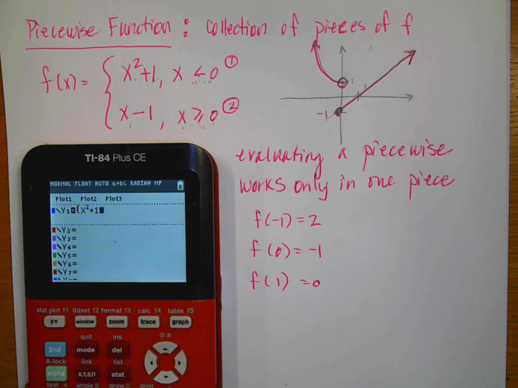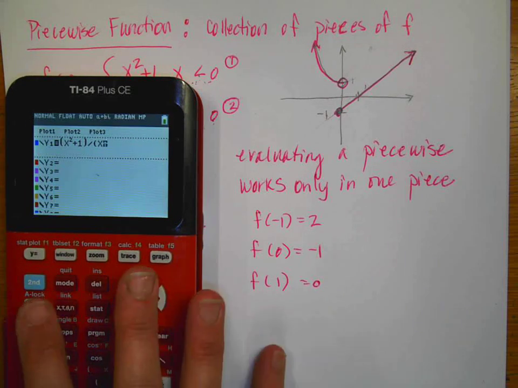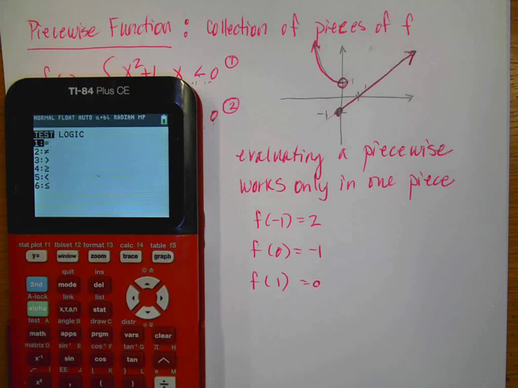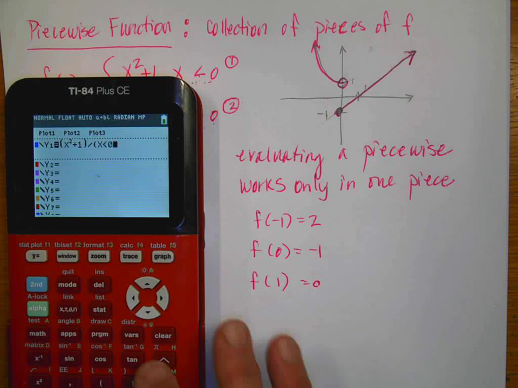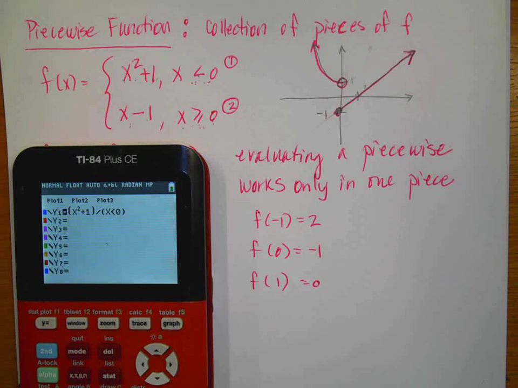So I'm going to put my first equation, which is x squared plus 1, put it in parentheses. I'm going to divide it by the condition x. The condition lives in second test. Let me see if I can move my calculator up a wee bit so you can see it. So test is right here under your math button. And then I want to do less than 0, which is option number 5. I put in my 0.